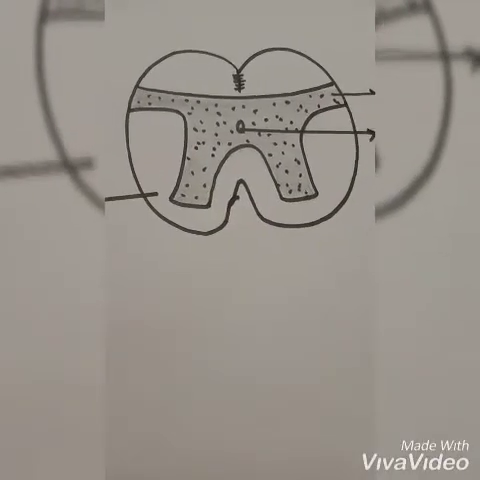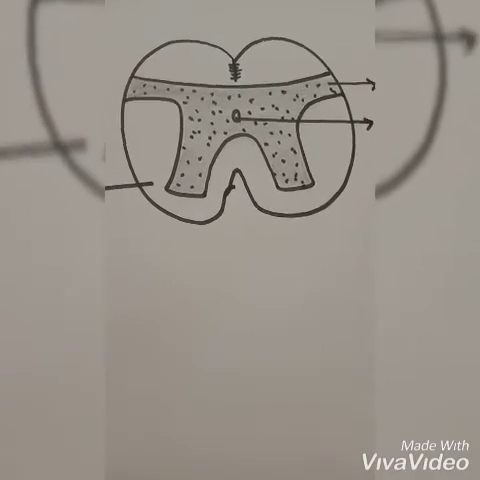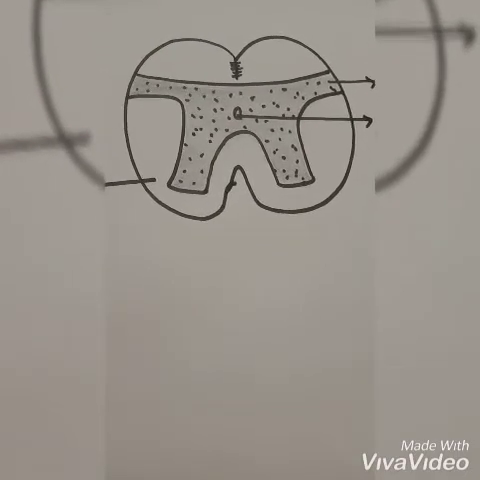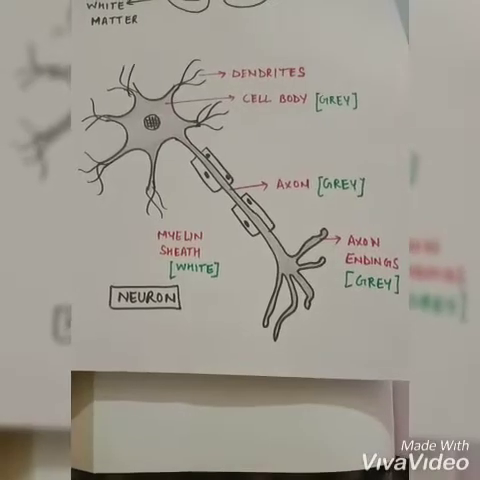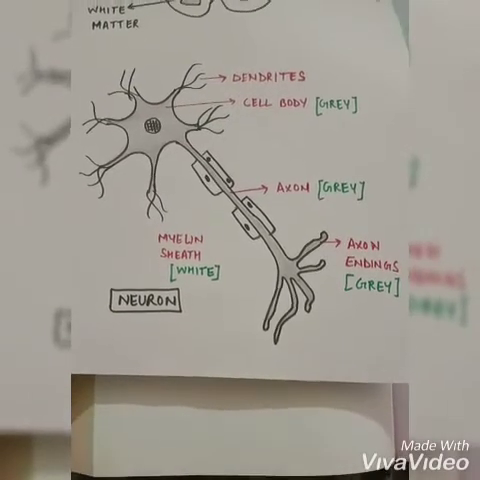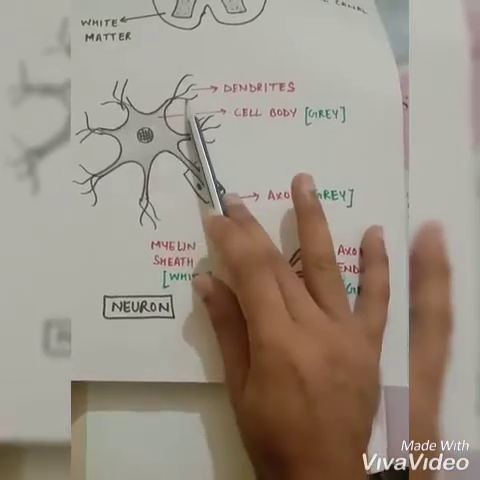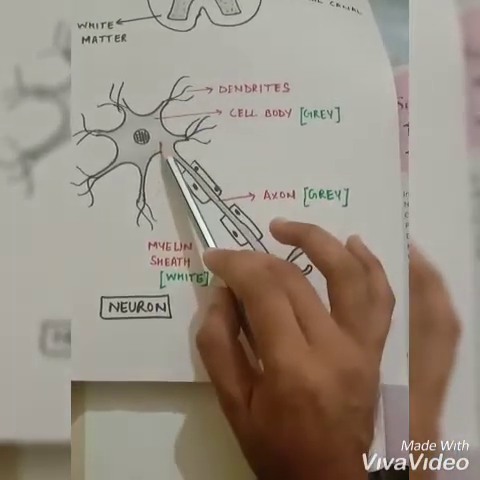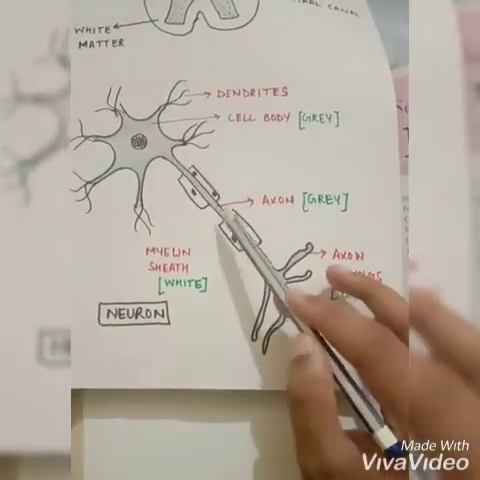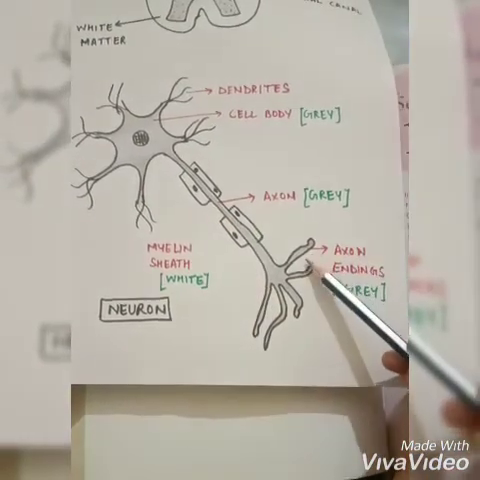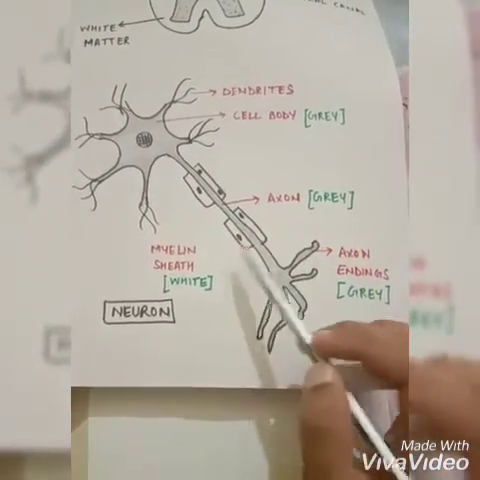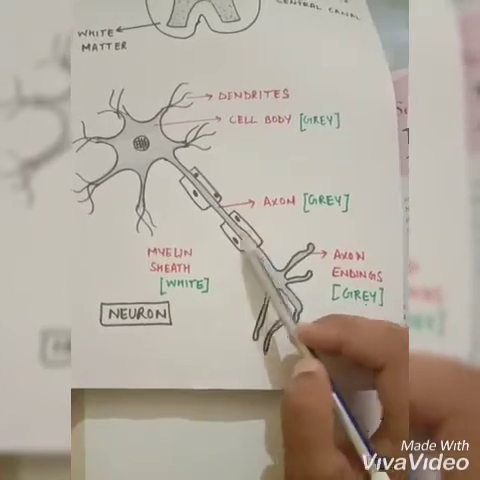So, what constitutes the gray and white matter? Let me take you to the very basics of the neuron. This is a typical structure of a neuron, in which the dendrites are labeled here. This is the cell body, this is the axon, these are the axon endings, and this is the myelin sheath.